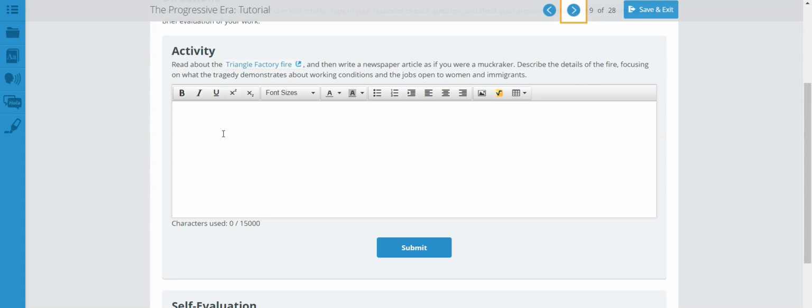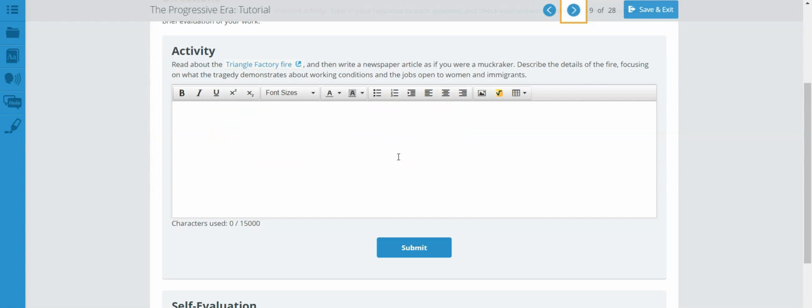Those two were the groups that basically suffered. And there were no laws that really protected a whole bunch of these people and the working conditions that they worked in. So make sure that you are able to write a good newspaper article, pretending that you're reporting on this, that you're a muckraker, and make sure that you write at least, in this particular case, 2 solid paragraphs.